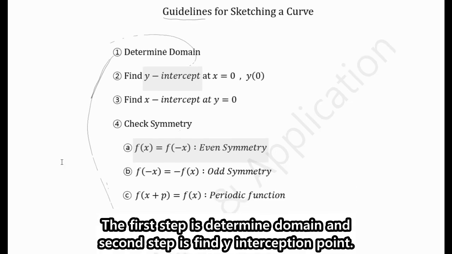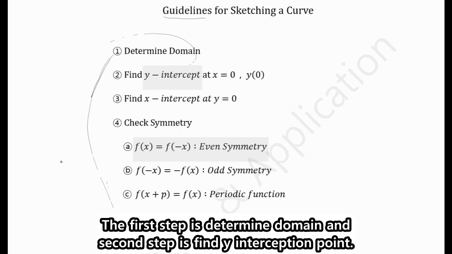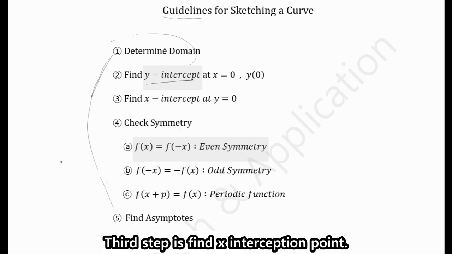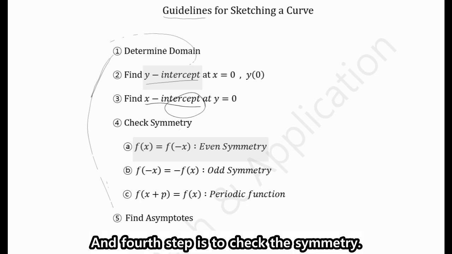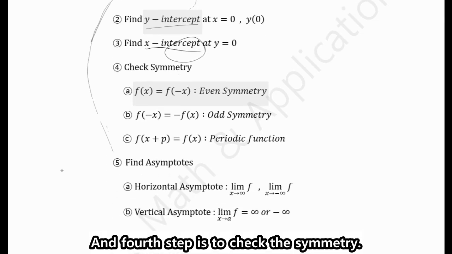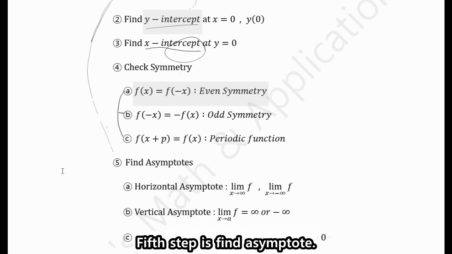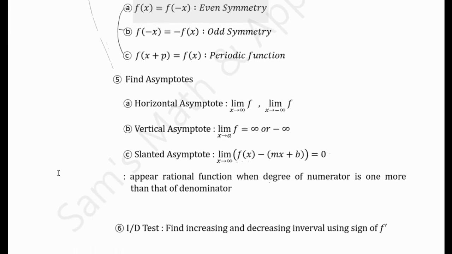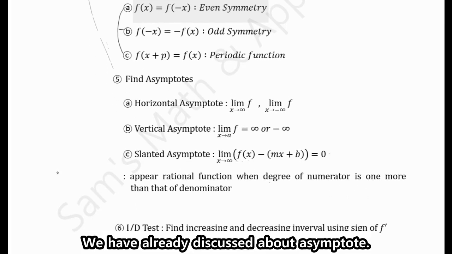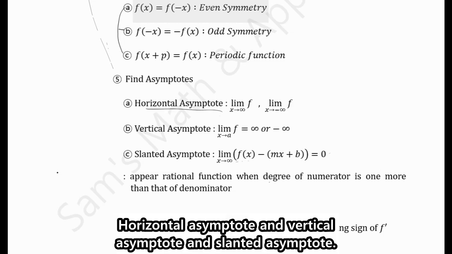The first step is to determine the domain, and the second step is to find the y-intercept. The third step is to find the x-intercept, and the fourth step is to check the symmetry, whether it is even symmetry, odd symmetry, or a periodic function. The fifth step is to find asymptotes. We have already discussed asymptotes: horizontal, vertical, and slanted asymptotes.